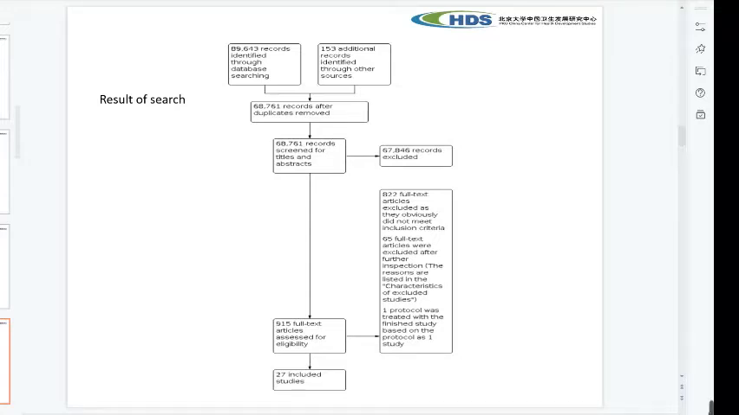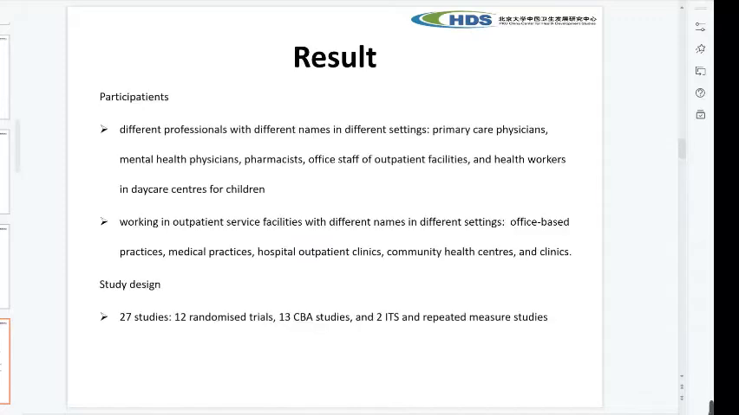Here is the screening process of our Cochrane review. We finally included 27 studies. Here are the results of our Cochrane review.